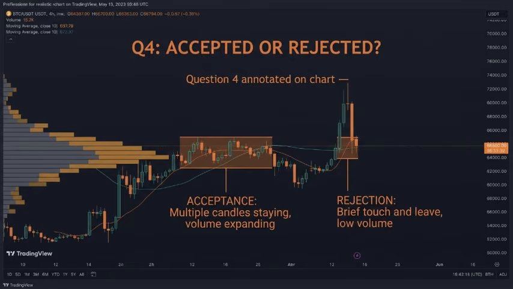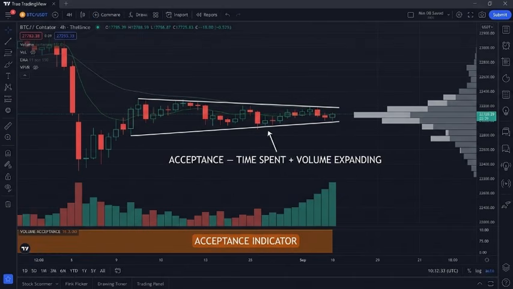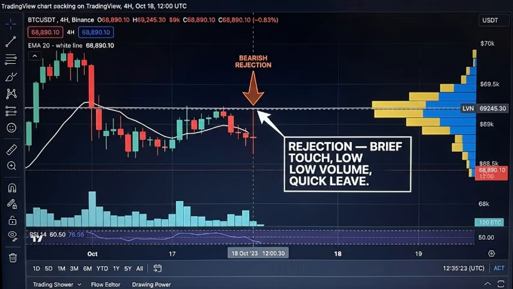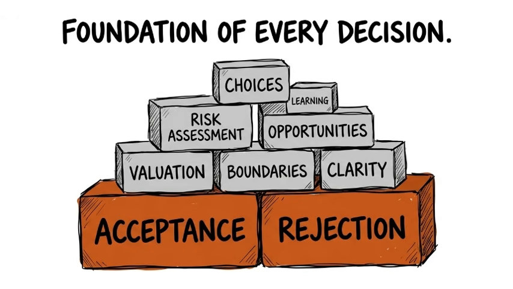Has price accepted or rejected the current level? Acceptance means price is spending time at a level on expanding volume. Rejection means price touched a level briefly and left quickly on low volume. Acceptance and rejection are the foundation of every volume profile decision.